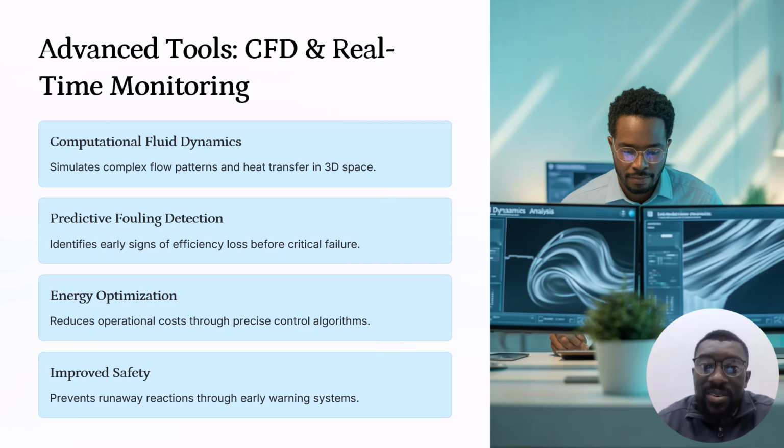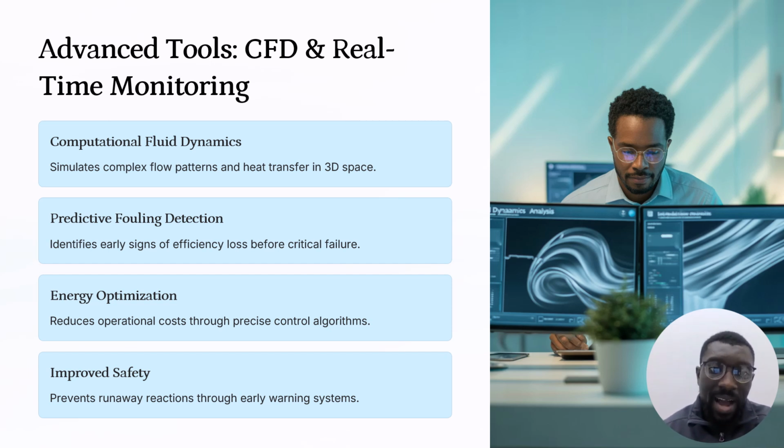So what is the advantage of the tools and the real-time monitoring? Well, it's computational fluid dynamics, which simulates complex flow patterns and heat transfer in a 3D space. With the help of predictive fouling detection as well as data science, we identify early signs of efficiency loss before critical failure. So we are proactive in preventing failure, because if we don't, then an accident can happen and boom, explosion.